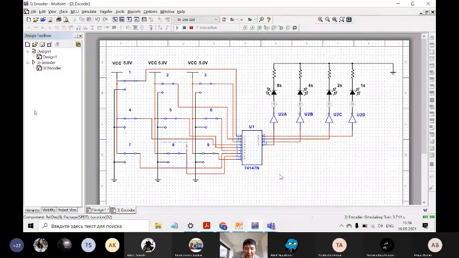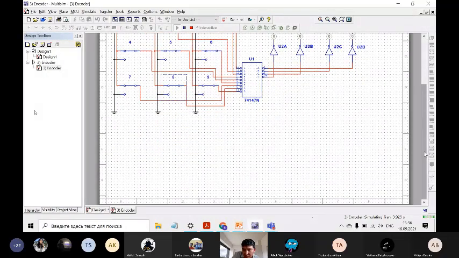So this integrated circuit, 7414SN, can just convert a decimal number to a binary number. Okay, so let me show you.